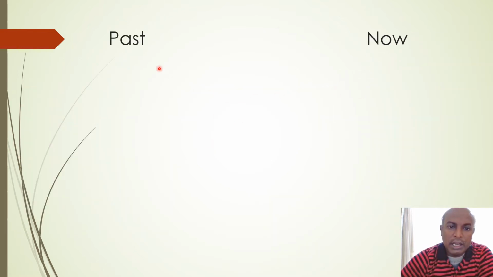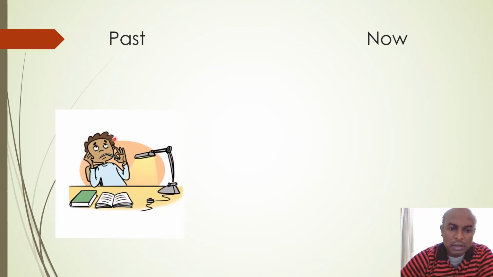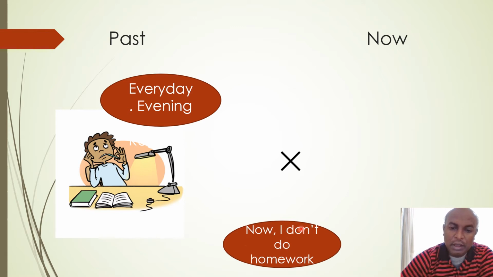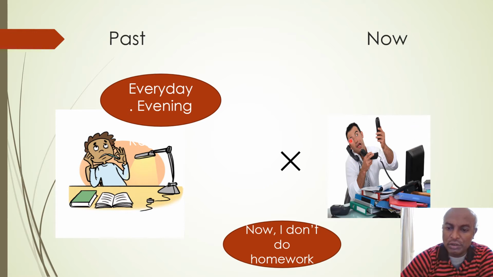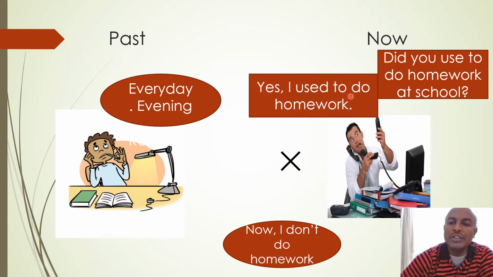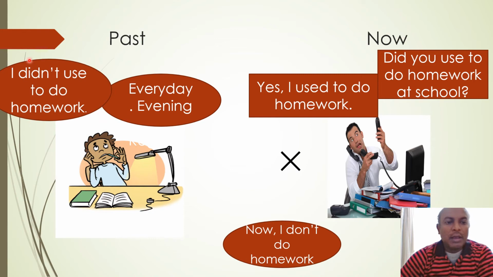So now let's look at another example. So what's he doing? Maybe doing homework. So that's in the past, but now no homework. So in the past, every day, evening, regularly, homework. But now I don't do homework. Okay, let's see the reason. Yes, he works in an office. Question: did you used to do homework at school? Answer: yes, I used to do homework. And negative: I didn't used to do homework.